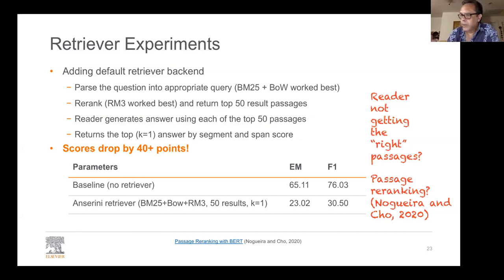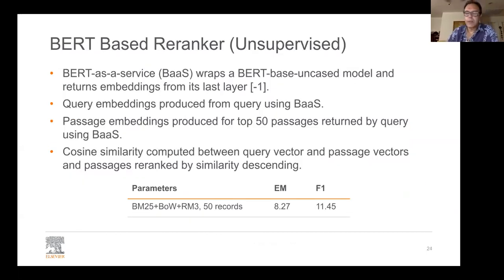We didn't know of it at the time, but Nogueira and Cho had also started working on passage reranking, and they actually got better results. They got a boost on top of BERTserini by around 10 points on mean average precision. But we didn't. Just letting you know.